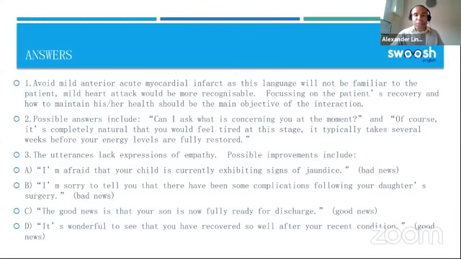Okay, so those are some suggestions, but the examples that you came up with in the group were also very much appropriate. So that's taken us to the end of today's class. Thank you very much for your participation.